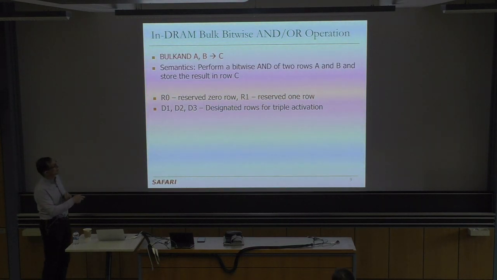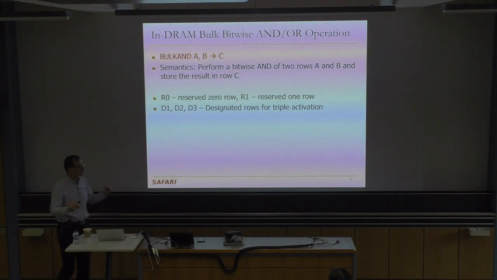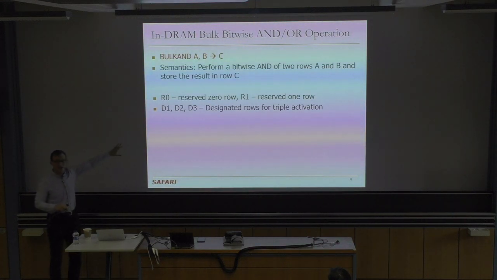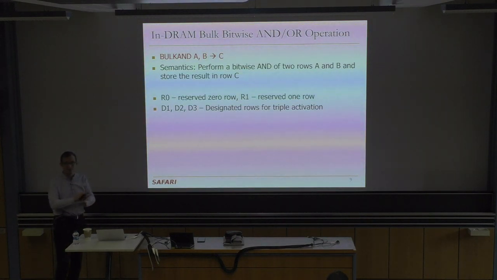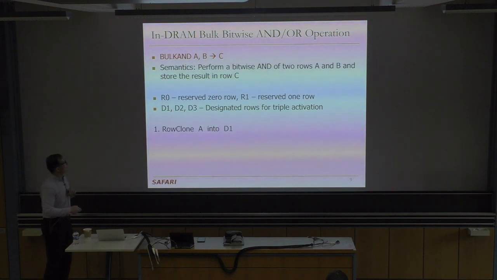Basically, I mentioned that there are designated rows for triple activation, and these rows don't require a complicated decoder, right? If you want to do triple row activation, you send a signal that activates all of those 3 rows at the same time. There's no decoding involved other than the fact that this is a separate signal. And we have a reserved 0 row and reserved 1 row so that we can control the AND and OR operation. So how does this work?